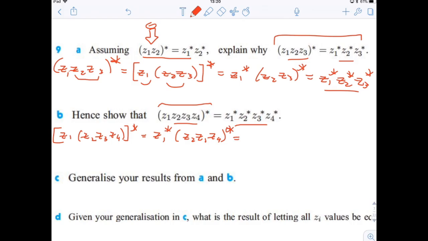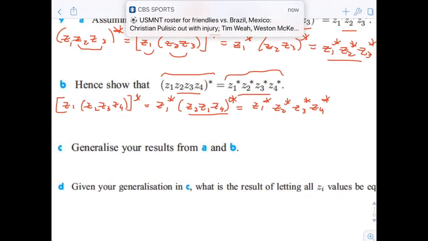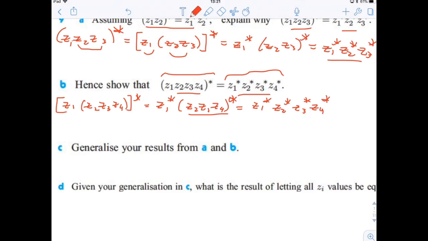And now that we have z2 z3 z4 conjugate, that's the same thing as this expression here. So we could break that down into the conjugates of each individual one. So now we have z1 conjugate times z2 conjugate times z3 conjugate times z4 conjugate, and now we match the right side. Mission accomplished, right?